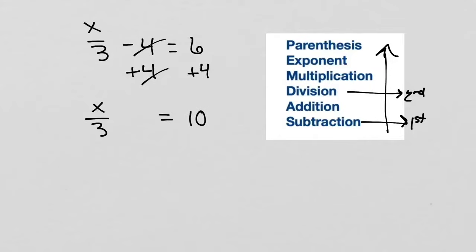Next, we will get rid of the divided by 3. We do this by performing the opposite operation on both sides of the equation. So we will multiply both sides by 3. The 3 will cancel out. 10 times 3 is 30. Therefore, x equals 30.